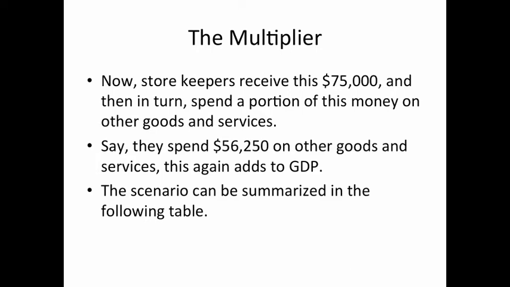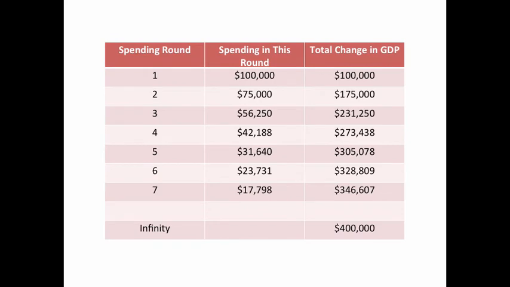So we got this chain reaction going on. And so this table summarizes what's happening. So these chain reactions are represented by these different spending rounds. So we can see in the very first spending round that $100,000, so that was the initial increase in spending by firm A on firm B. And this $100,000 spending caused an increase in GDP of $100,000.